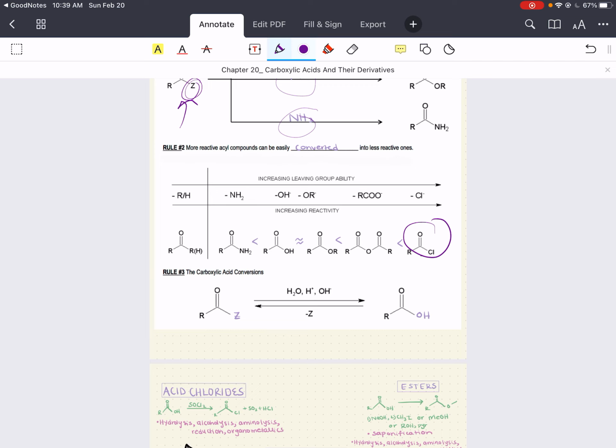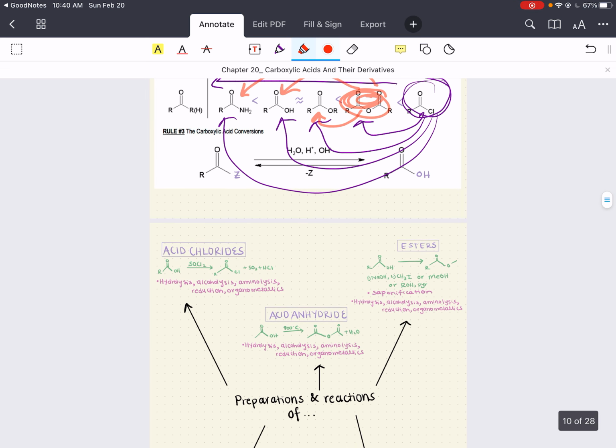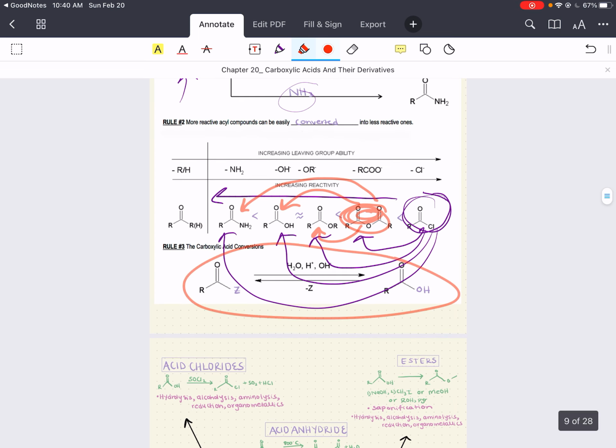So we can convert our acid halide into an anhydride or an ester or our carboxylic acid or our amide and so on and so forth. Your most reactive can be converted to anything that is less reactive than it. For our anhydride, let's highlight that in red. You can convert anhydride into any other carboxylic acid derivative that is less reactive than it. And just to make this easier, carboxylic acid conversions is going to allow for the switching back and forth.